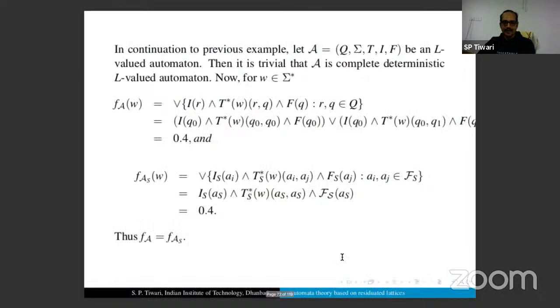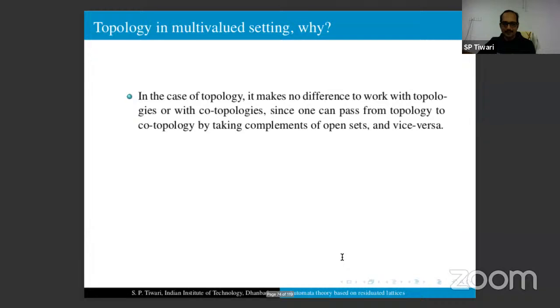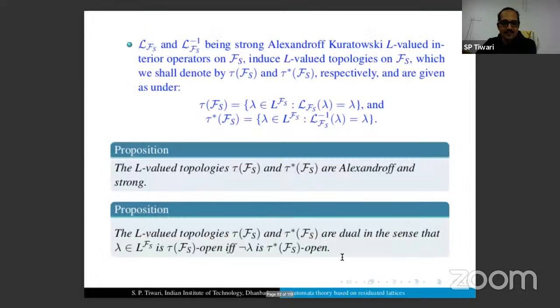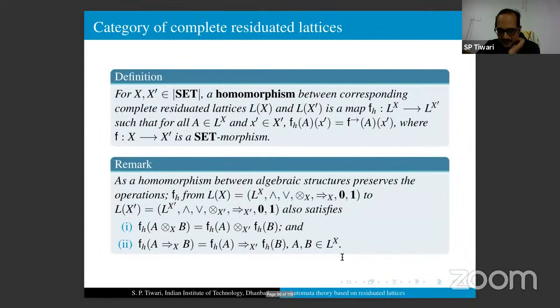If we are moving ahead, these are examples, and actually I think I don't have much time, so this portion I will not cover here. Just some category portion I want to cover.